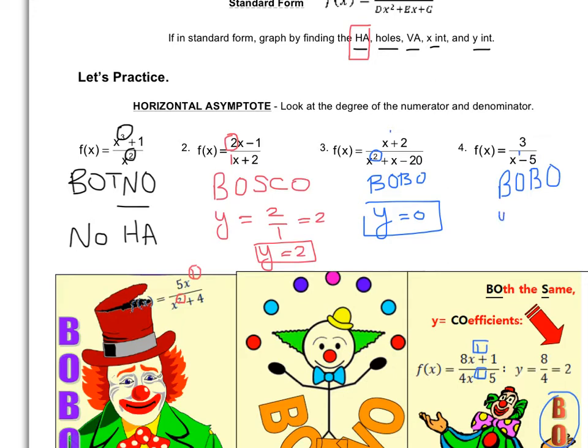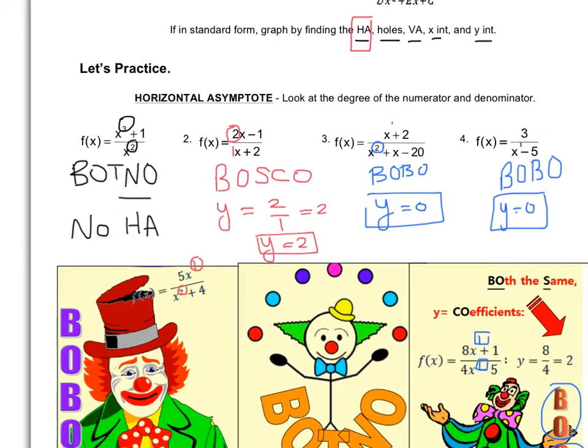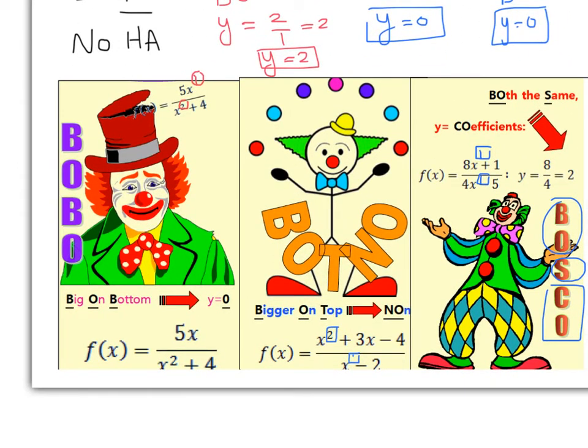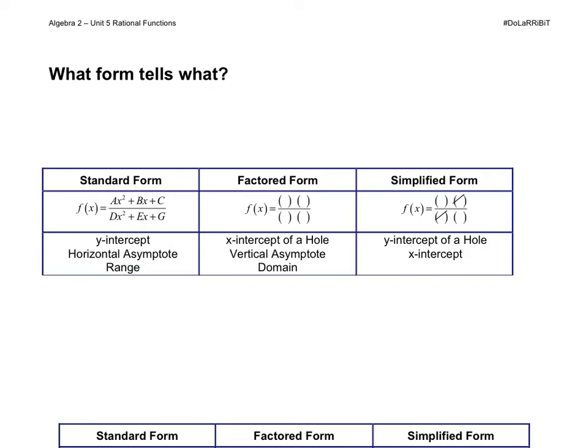So it means y equals 0 is going to be my horizontal asymptote. And this is how you find the horizontal asymptote, using the clowns. It's just a way for you to remember the horizontal asymptotes. Now, how can we find the rest?